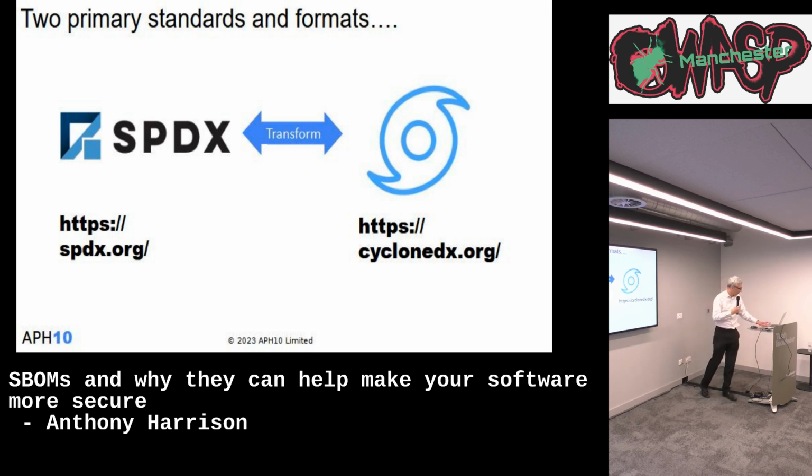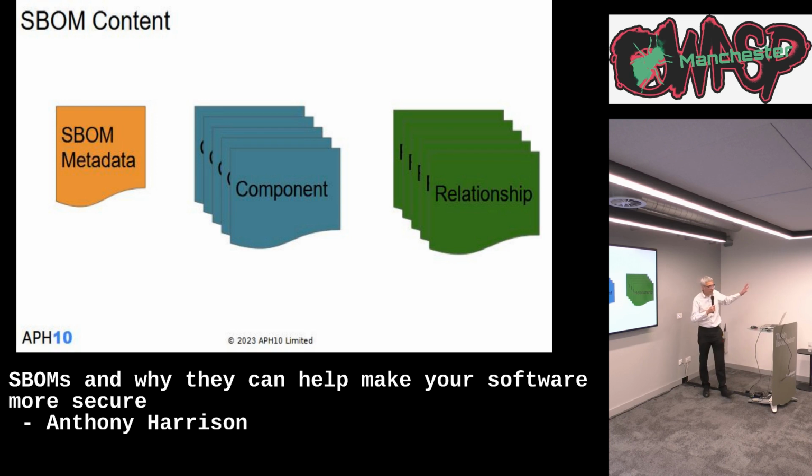Regardless of the standard, an SBOM consists of 3 components. First of all, it's a bit of metadata, which defines things like what's the version of the standard, when was it produced. Really important, when are you producing this document, it's a moment in time of your build, of your delivery. You've then got the list of components.